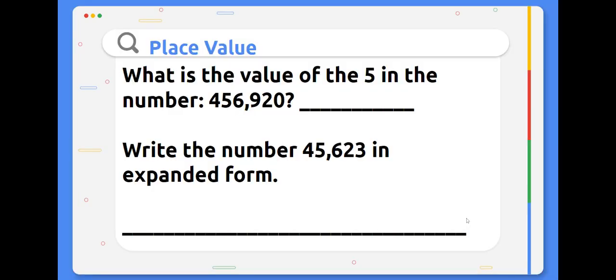Let's begin. Okay, what is the value of the 5 in the number 456,920? Now remember, we're not asking for the place value, we're asking what the number is worth. So go ahead and think this through, pause the video, put your answer, and then come back and tell me what you got, or come back and check what I put.